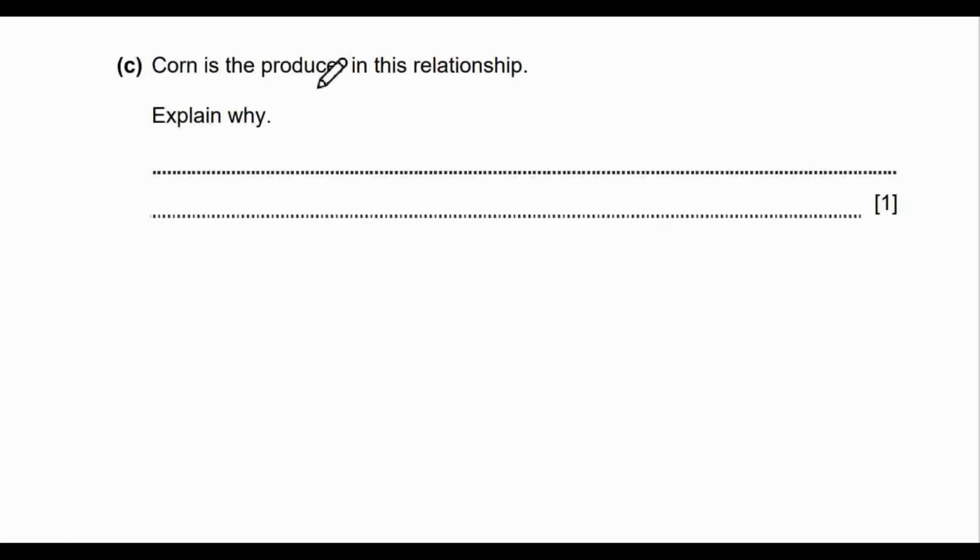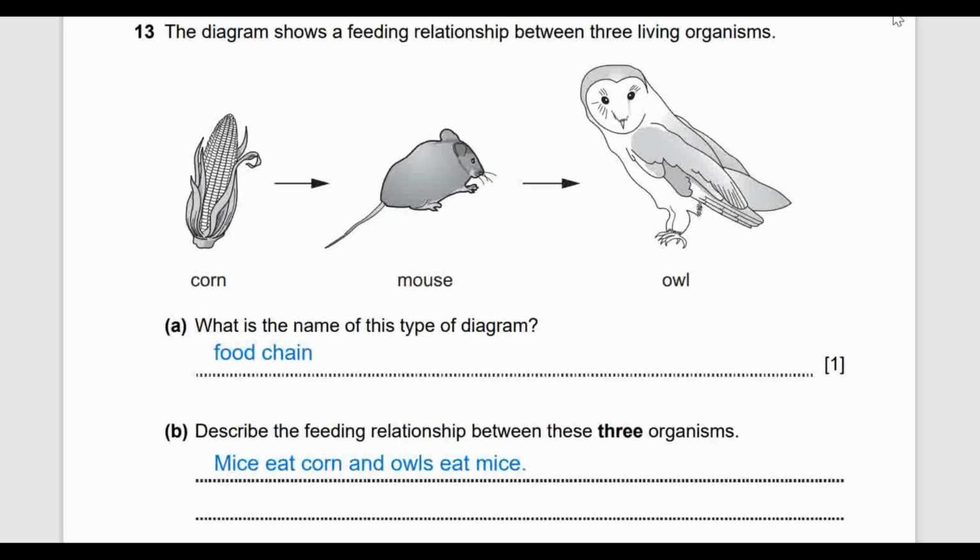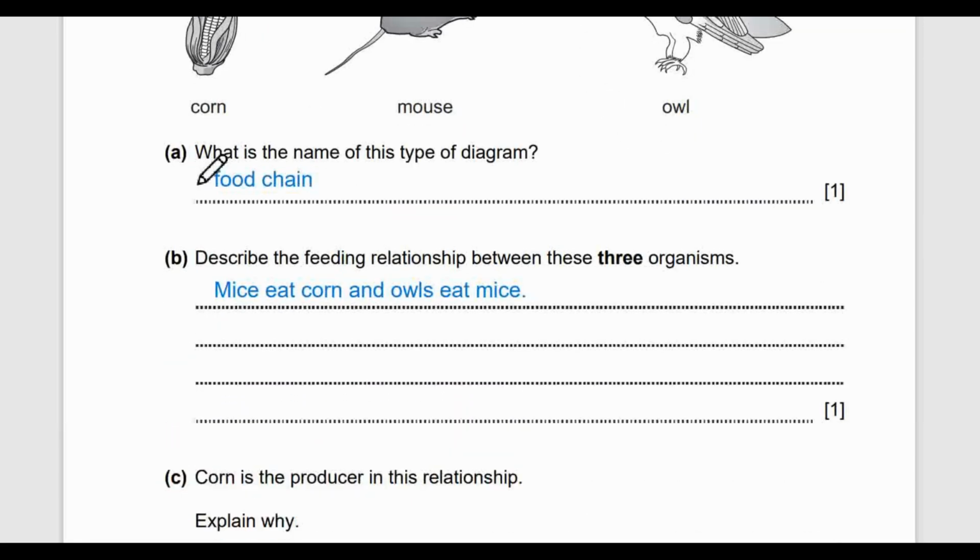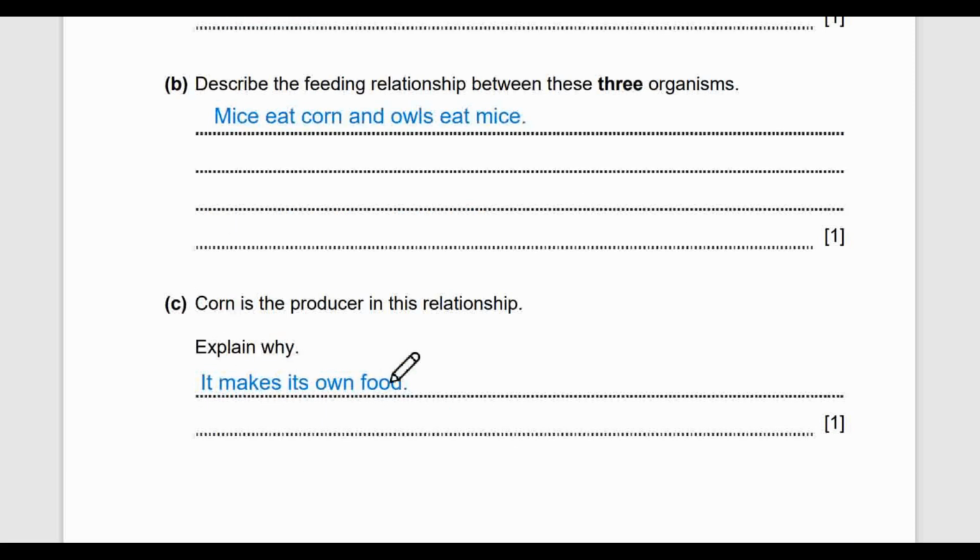Corn is the producer in this relationship. Explain why corn is a producer. You see, corn is at the start of the food chain, so it's a producer and it makes its own food, using energy from the sun. So we write down that answer. It makes its own food. That's why corn is the producer.